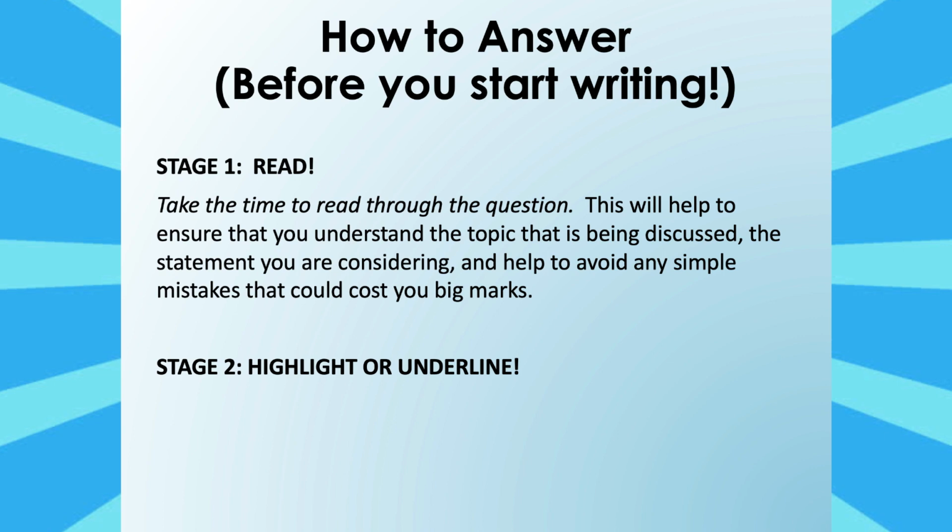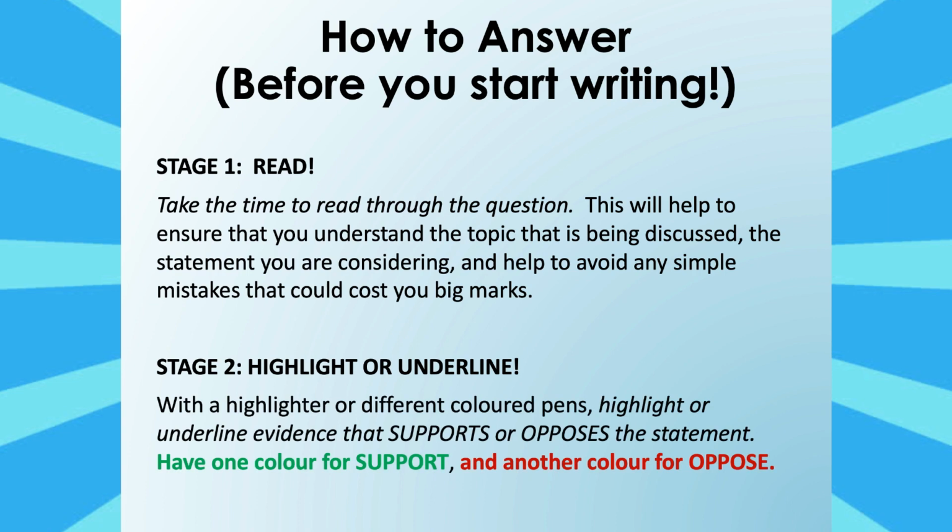Stage 2, I think is really important, and it's important for all of the source questions at National and at Higher, is to highlight or underline certain pieces of information. And in this case, with a highlighter or different colored pens, you want to highlight or underline evidence that supports or opposes the statement, and you want to have a different color for each. So have one color for all the evidence that supports the statement, and one color for all the evidence that opposes the statement. So here we've got green for support and red for oppose, but it could be any colors.